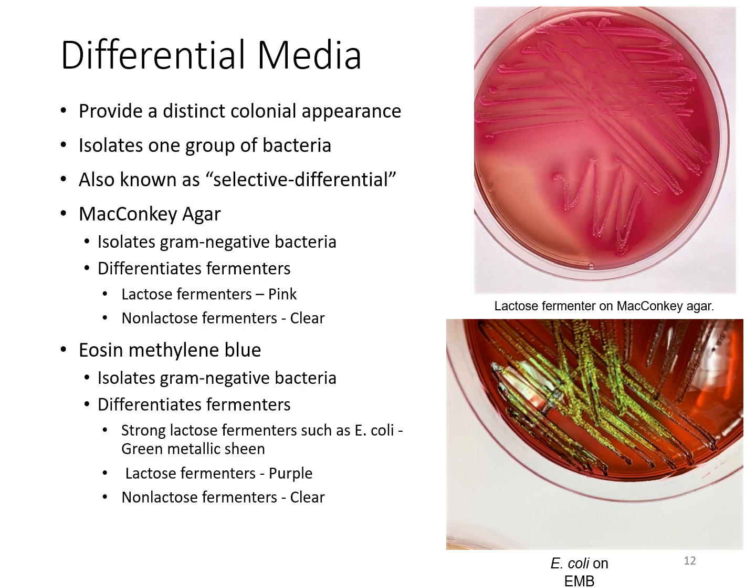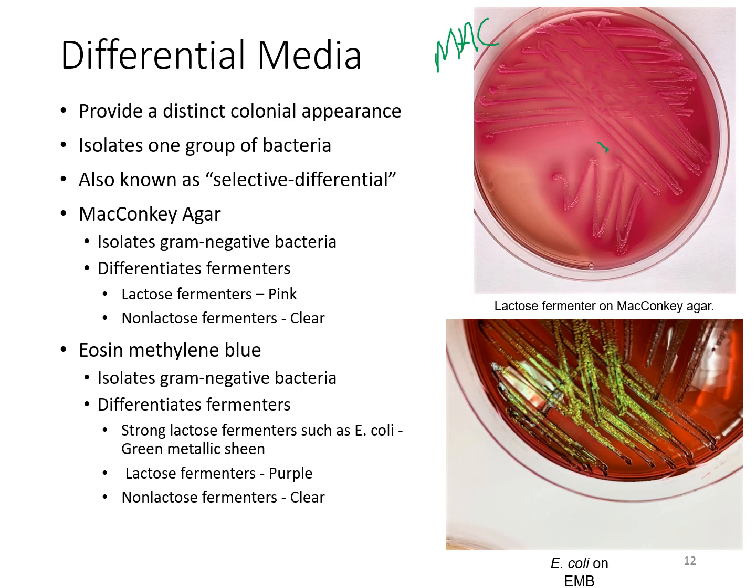So here we have an example of your MacConkey agar. MacConkey agar has this pinkish-purplish hue to it before you inoculate it. What it will do is isolate your gram-negative bacteria, and then differentiate them based on their ability to ferment lactose. The agar itself contains lactose, and if the organism is able to ferment it, then it will turn this really pretty pink color.